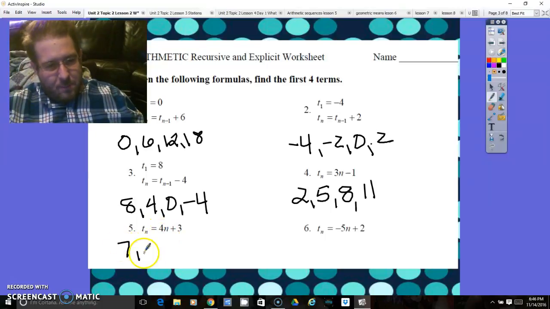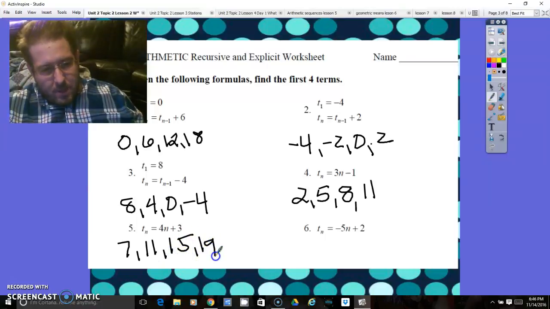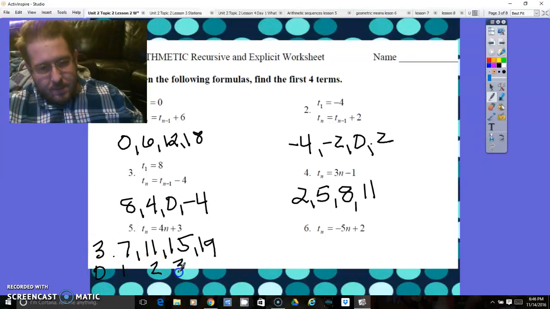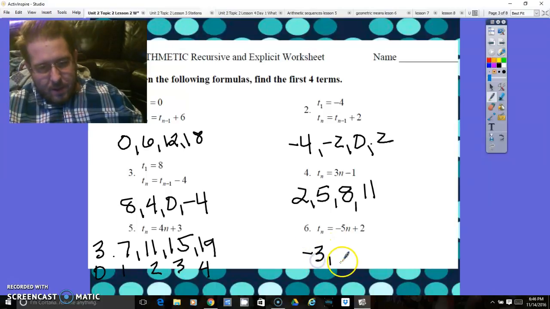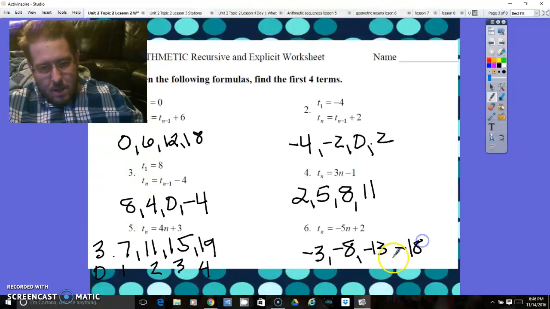So that means the first term would be 4, the next one would be 11, the next one would be 15, and the next one would be 19. Because it started at 3. 3 was technically the 0th term, and this is the first, this is the second, this is the third, this is the fourth. All right, so 2 was the 0th term, and then every number after it is going to be 5 less. So it's going to become negative 3, negative 8, negative 13, and then negative 18.